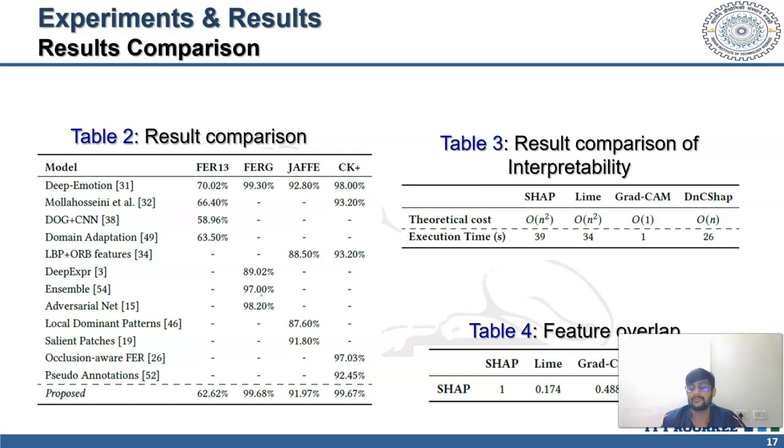Table 4 here shows the feature overlap that I was talking about. The DNC-Shape algorithm overlaps the most with the Shap algorithm that is currently used in the industry and is quadratic, while our DNC-Shape is a linear algorithm.